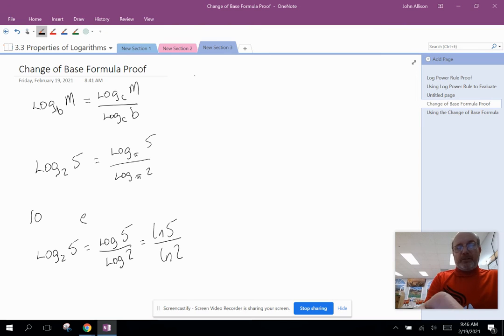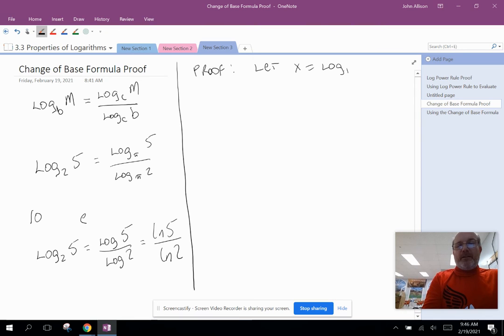I was going to do that on the next page, but I've kind of already showed you. Let's prove this, though. I don't want you to believe me just because I told you. I want to prove it to you. So let's let x equal log base b of m. It's been a while since I've proven this, so we'll see how this goes. Let's go ahead and convert this to exponential form like we've been doing: b to the x equals m.